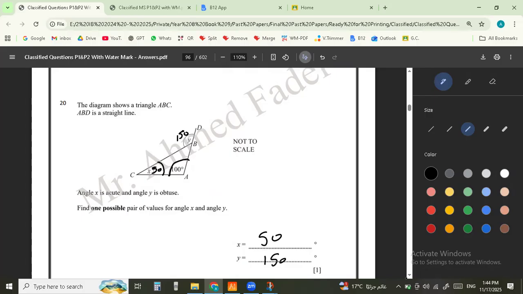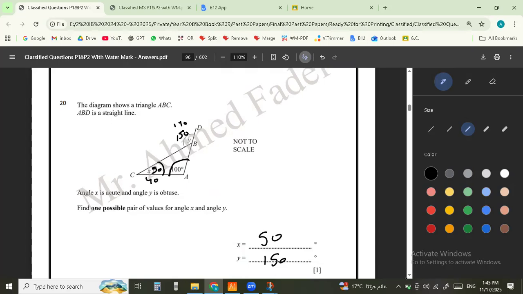Mister, can I choose another value for X? Yes, anything that is below 80. Anything that is below what? 80. Anything that is below 80 degrees. If you choose, for example, X is 40, then what will Y be? 100 plus 40 is 140. That's if you chose that X is 40. If X is 30, then Y is 130, 100 and 30 together. Okay?